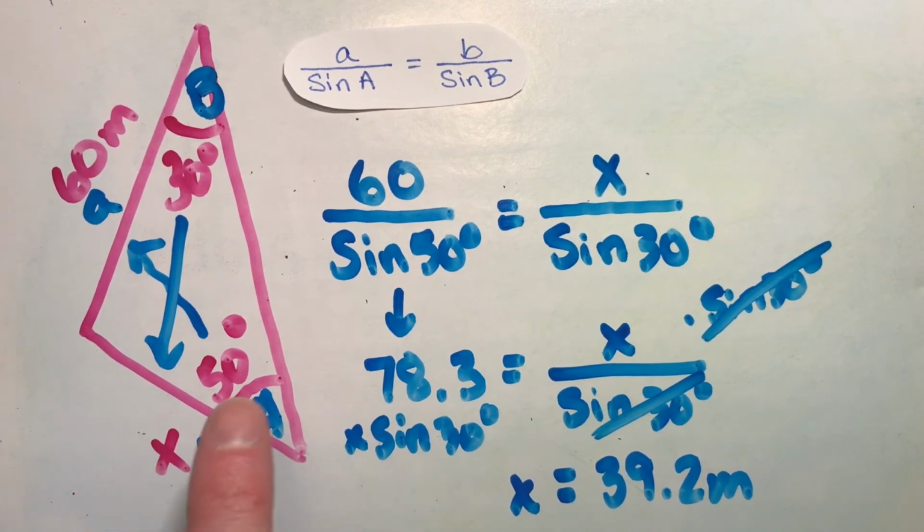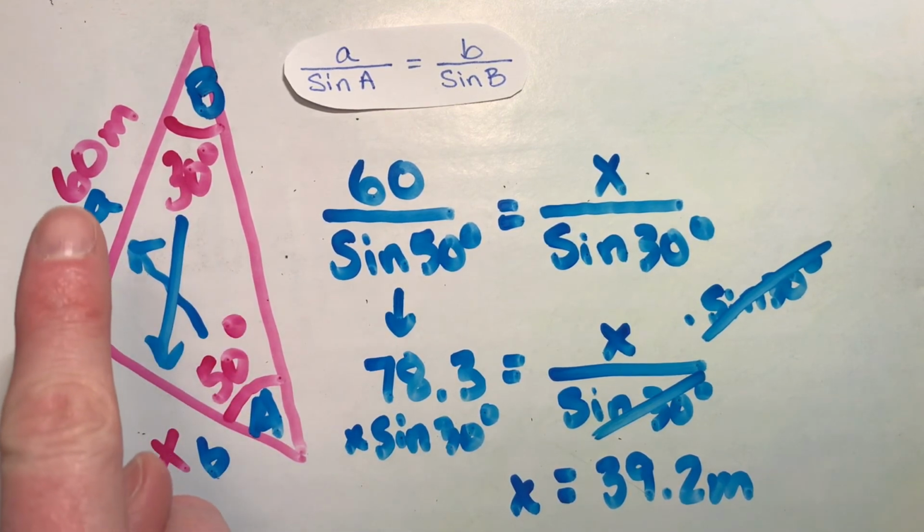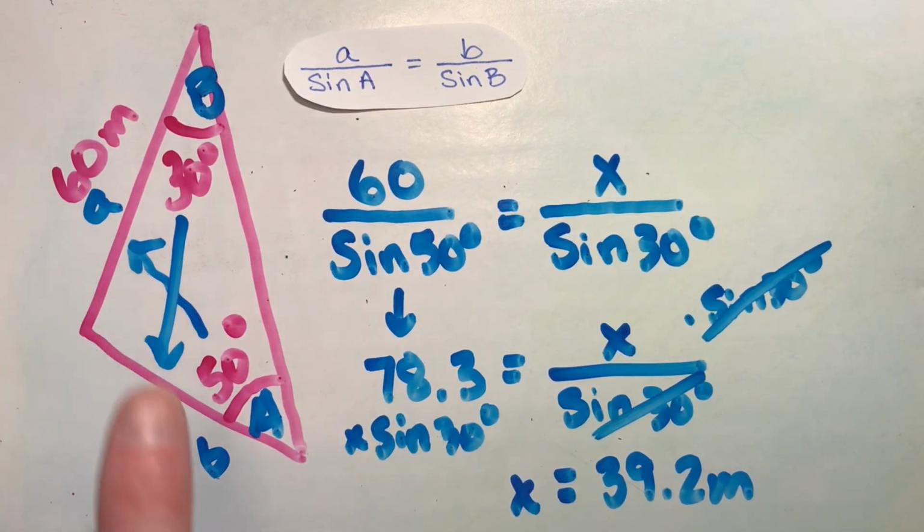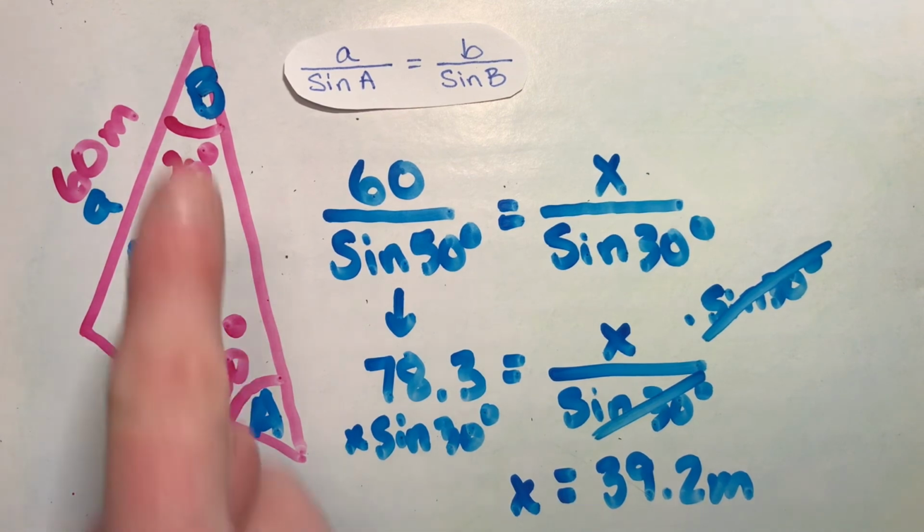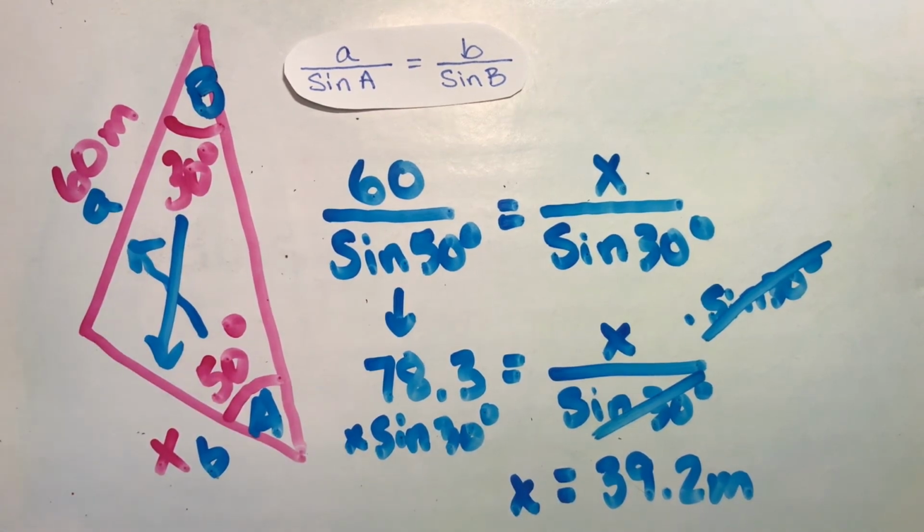So let's compare our answer to the rest of the triangle. Notice that we had 50 degrees here that we started with, which is bigger than 30 degrees. So the 60 meters should end up being bigger than the side that corresponds with the sine of 30. And this makes sense in this case, as 39.2 is much smaller than 60.